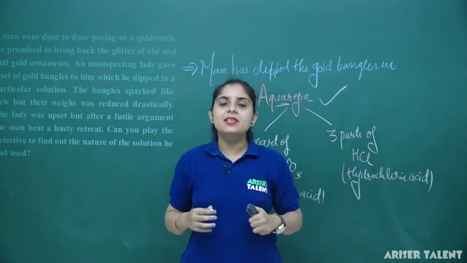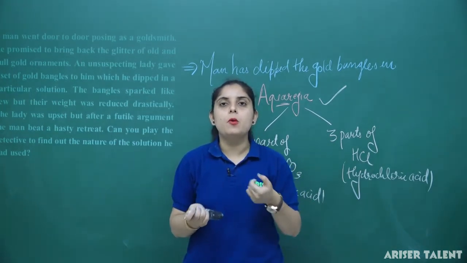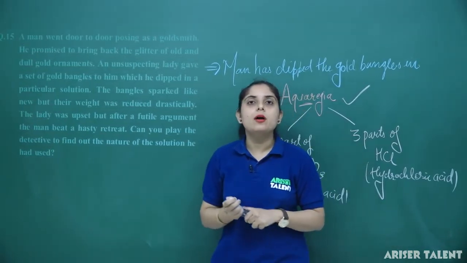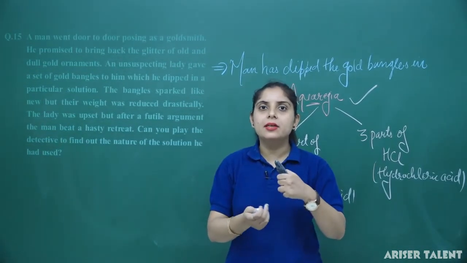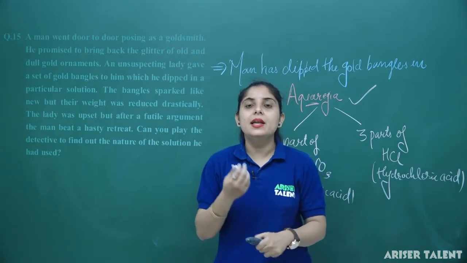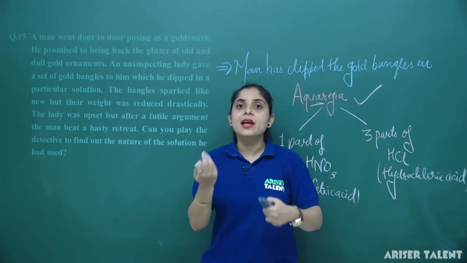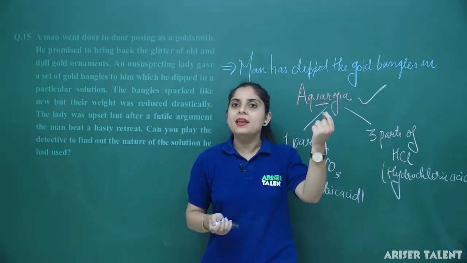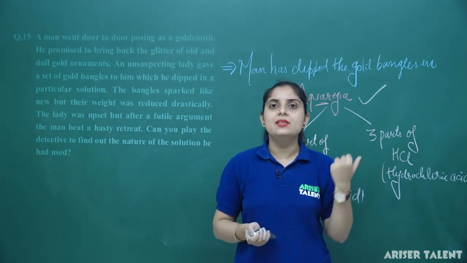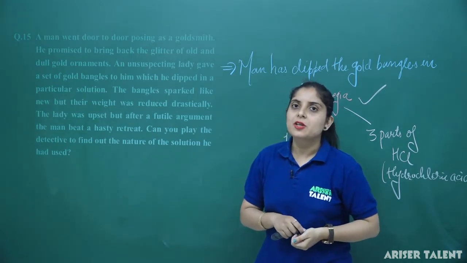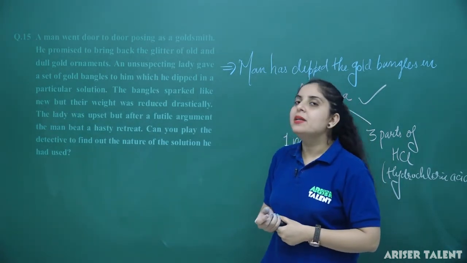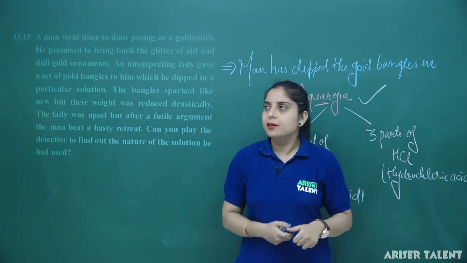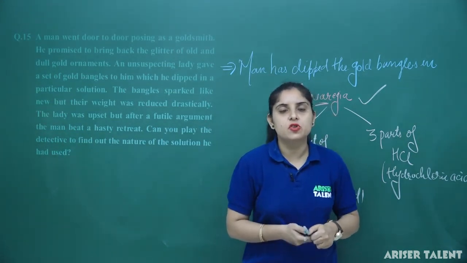But aqua regia has extracted an amount of gold from the bangles, and only this detective method is known to him, how he can give the bangles back to that woman and recover the extracted weight from the gold bangles. So this is what the man has done. The man has just dipped the gold bangles in the solution of aqua regia. So this is how the goldsmith fooled us by saying that they can recover the jewelry again. Clear? So this is a very interesting question.